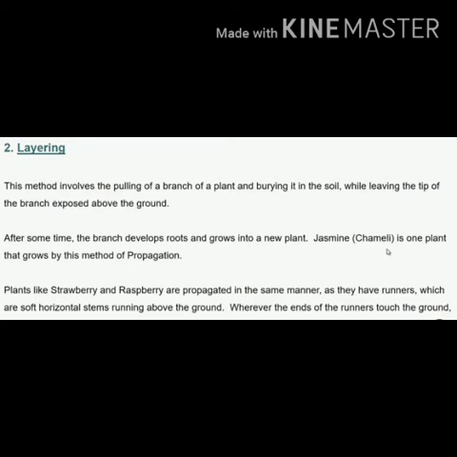And now next is layering. This method involves pulling a branch of a plant and burying it in the soil, while leaving the tip of the branch exposed above the ground. After some time, the branch develops roots and grows into a new plant. For example, jasmine is one of the plants that grows by this method of propagation. Plants like strawberry and raspberry are propagated in the same manner, as they have runners, which are soft horizontal stems running above the ground, where the end of the runner touches the ground.